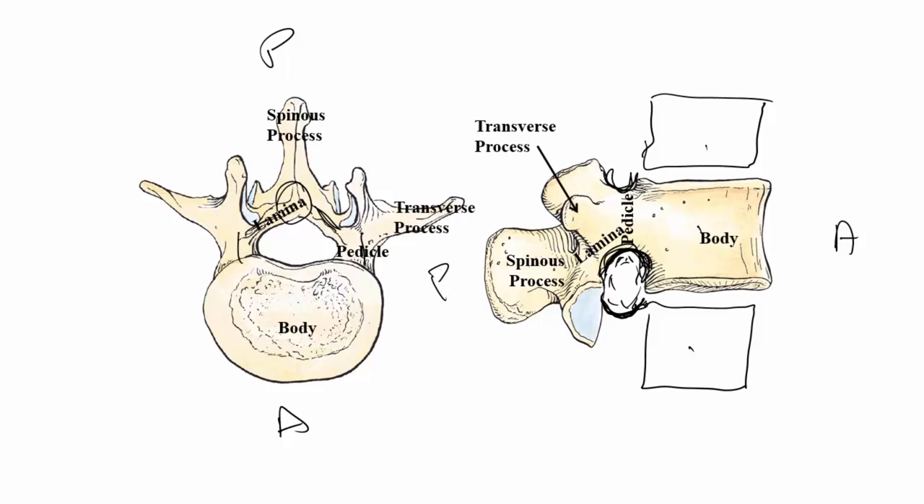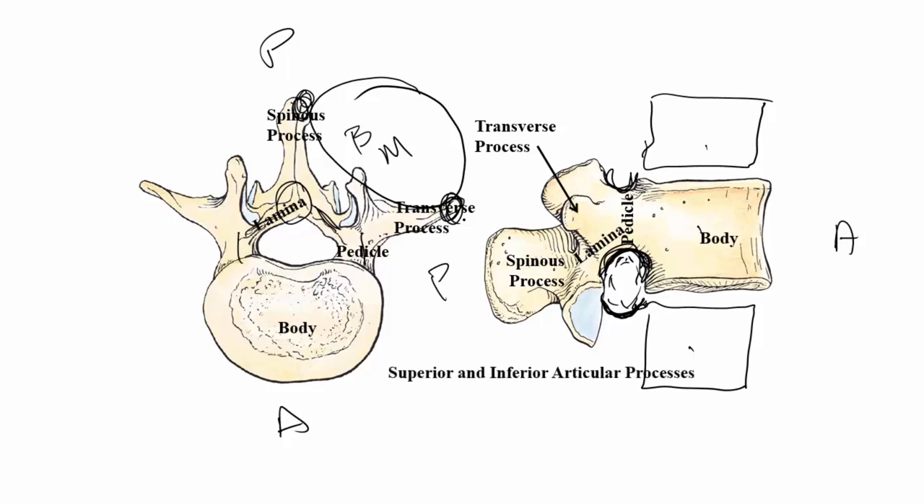We have transverse processes on either side of the pedicle lamina junction. So we now have a region where we can have our intrinsic back muscles. So if we had back muscles in this region, they have points of attachment to the spinous processes, to the transverse processes, and we will see that occurring throughout this particular region.